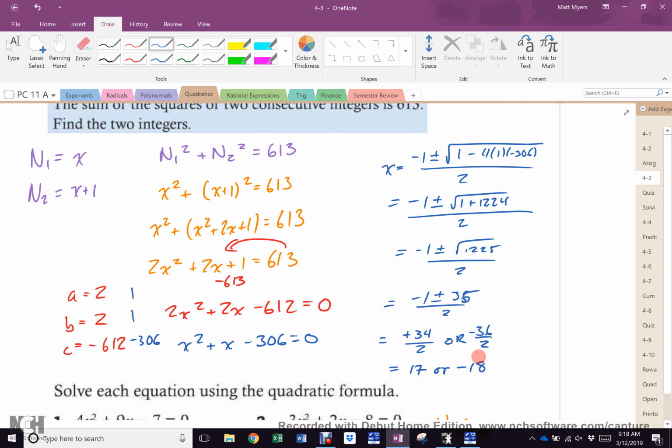So if x is 17, what is my first number? 17. What's my second number? No. X equals these two. So either x is 17 and 18, or x equals negative 18 and x plus 1 equals negative 17.